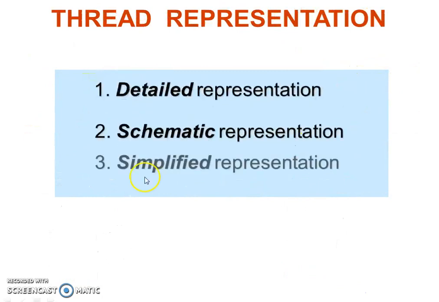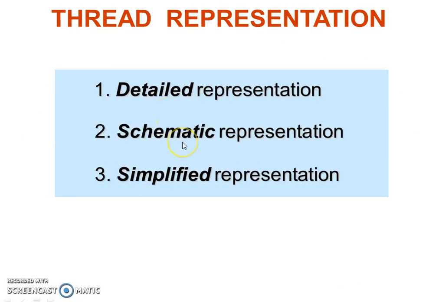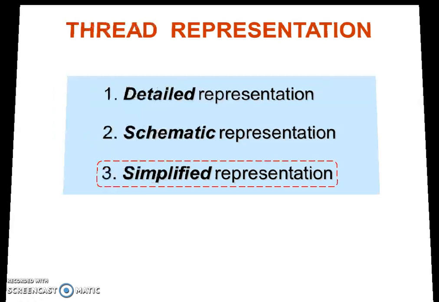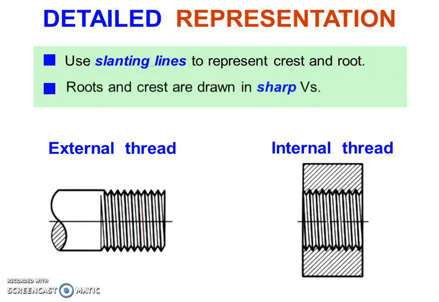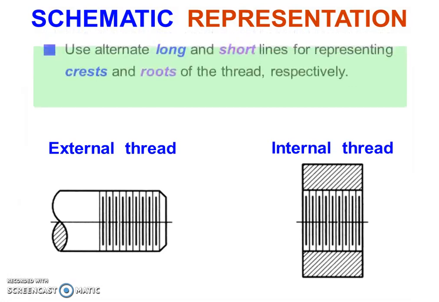We can represent a thread as a detailed representation, schematic representation, or simplified representation, which is also known as a conventional representation of threads. Detailed representation uses slant lines to represent crest and root. Crest and roots are drawn in a sharp V. This represents the pitch. This is the angle, and a runout is provided over the thread when the threads are cut over a lathe on an external threading.